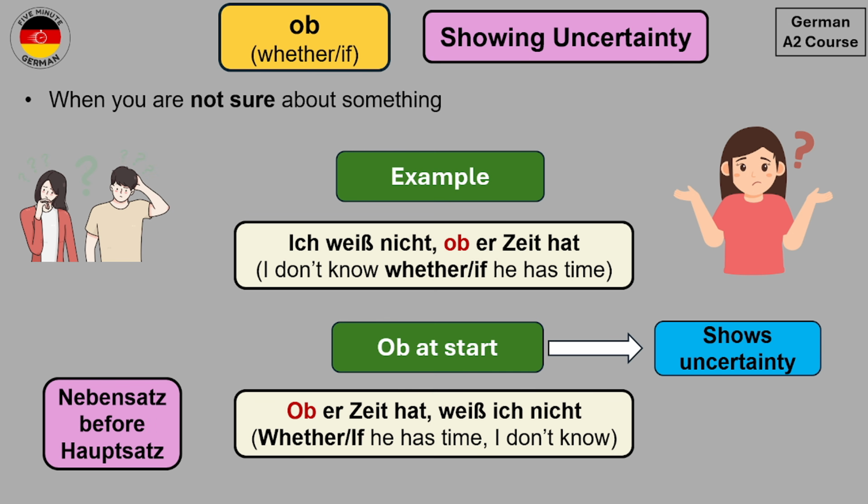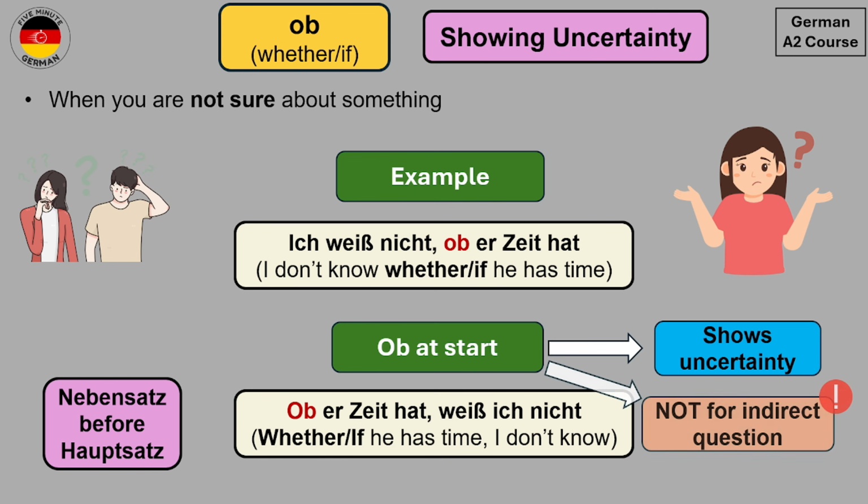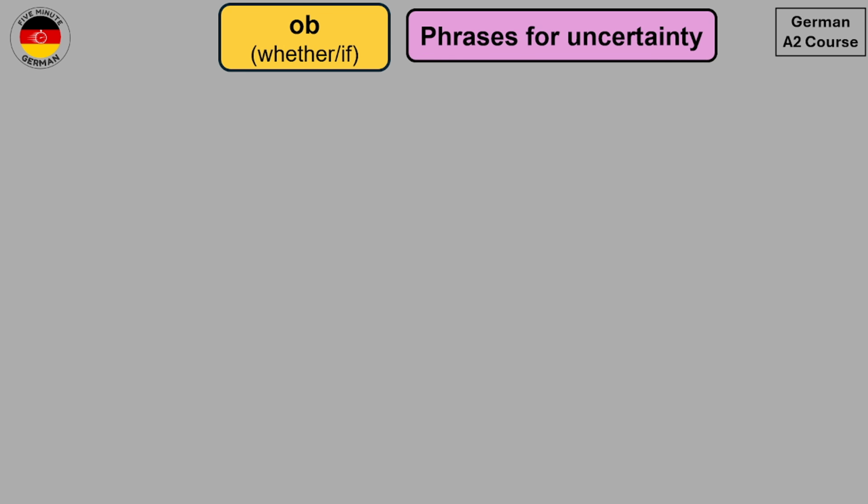So from this example you see that whenever we want to express uncertainty, we can also use ob at the start. But remember that ob will not come at the start for indirect questions. So when you have a question, then the Hauptsatz will come first and the Nebensatz with ob will come after it. So I hope that this is clear. Now let's take a look at some phrases which show uncertainty. So whenever you see such a phrase, you know that you can use ob after it.